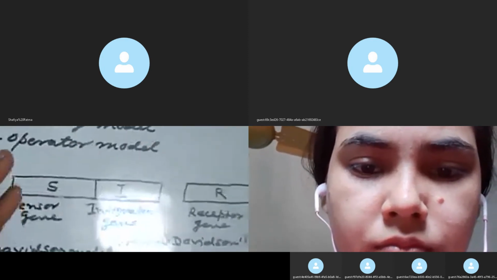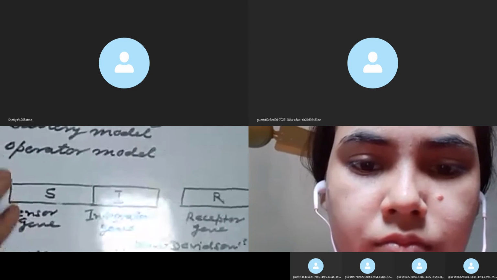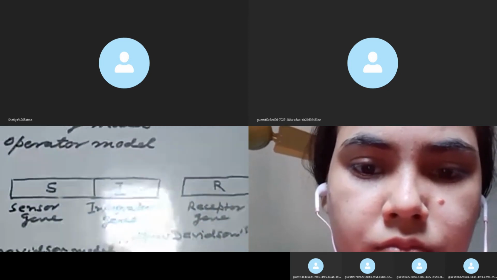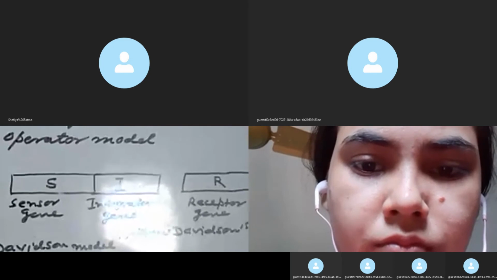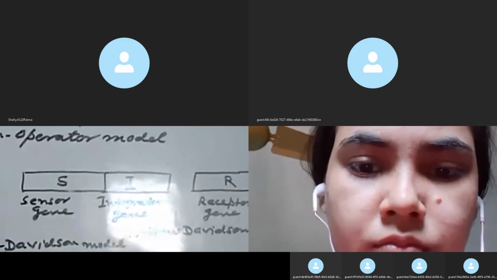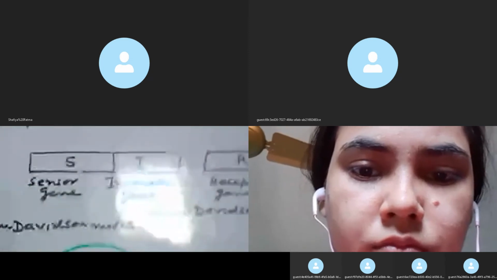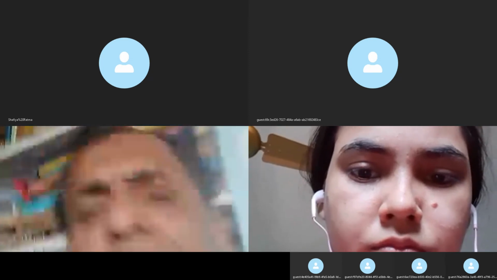But I have already pointed out that this model is a purely hypothetical method. It is a speculative model. This model has no experimental proof, but up to some extent the Britten-Davidson model explains the mechanism of regulation of gene expression in eukaryotes. Am I clear, Saba?